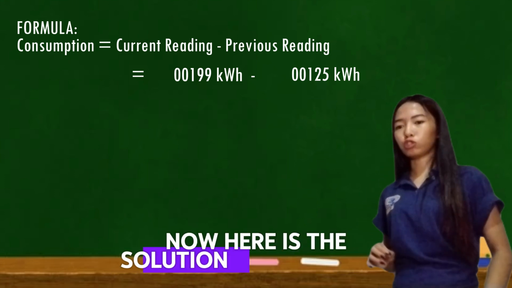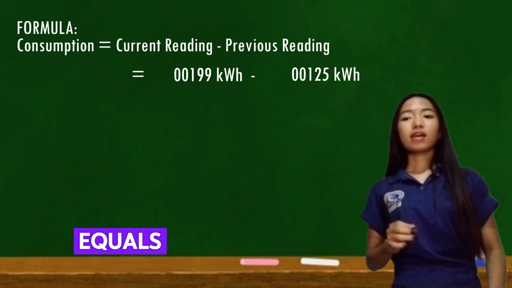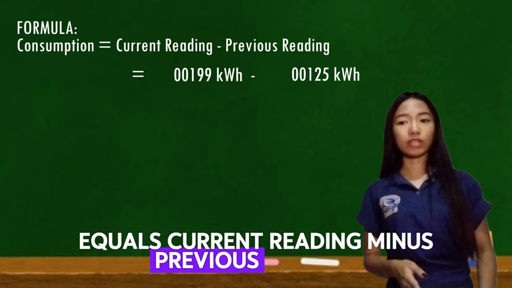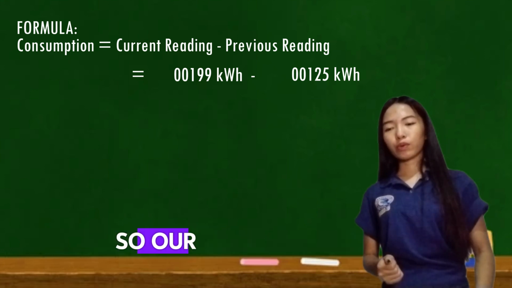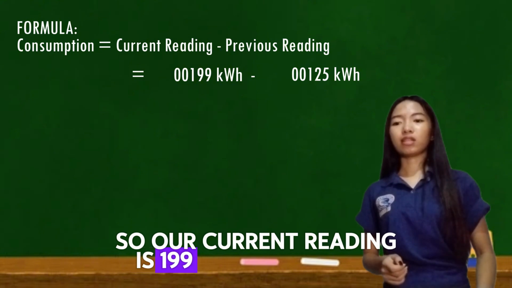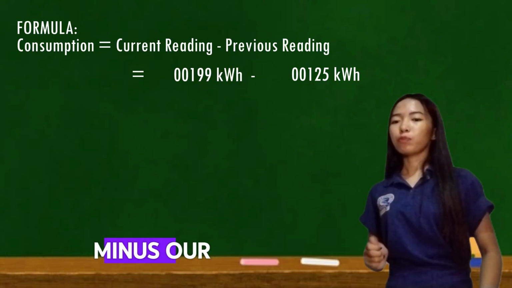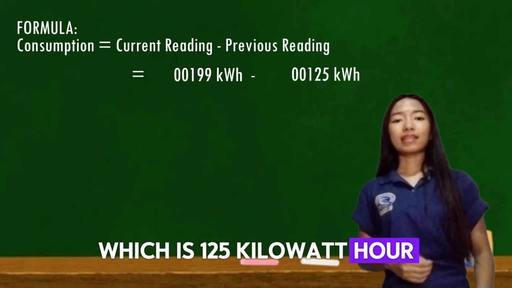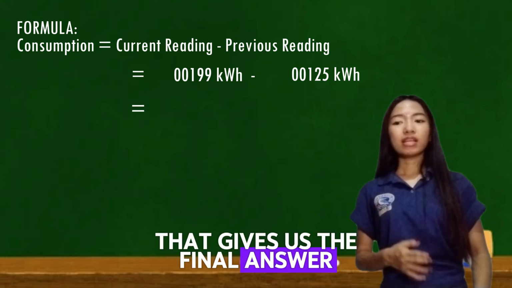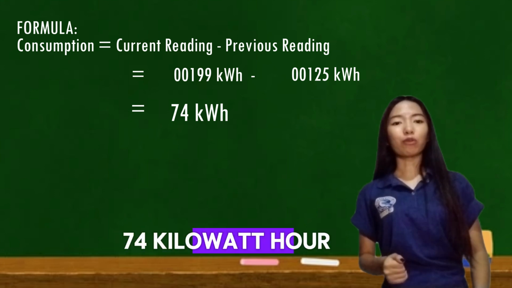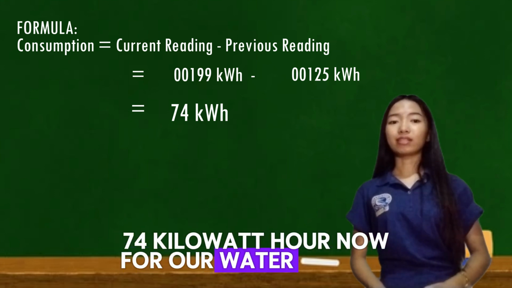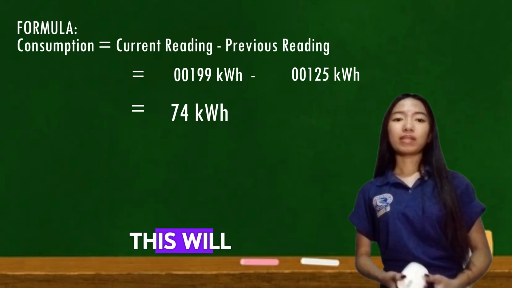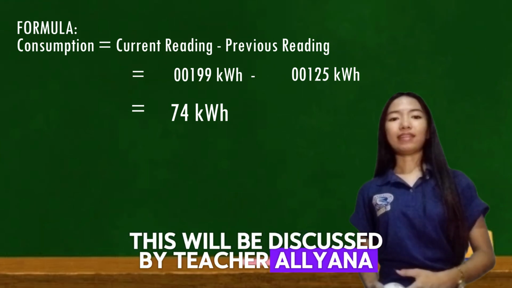Now, here is the solution. Consumption equals current reading minus previous reading. So our current reading is 199 kilowatt hour minus our previous reading, which is 125 kilowatt hour. That gives us the final answer, 74 kilowatt hour. Now for our water reading, this will be discussed by Teacher Aliana.